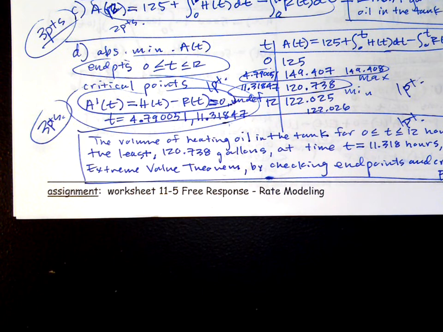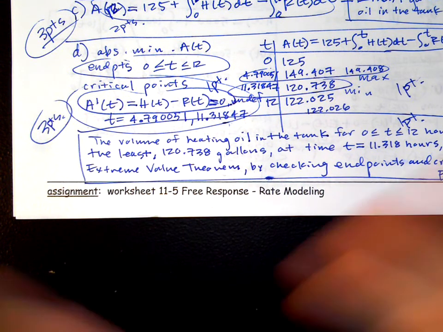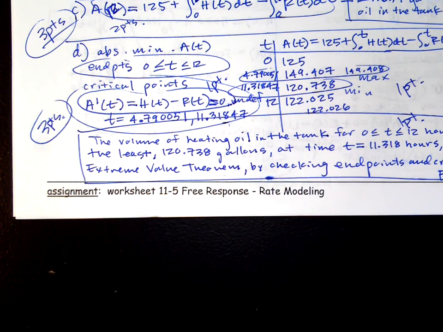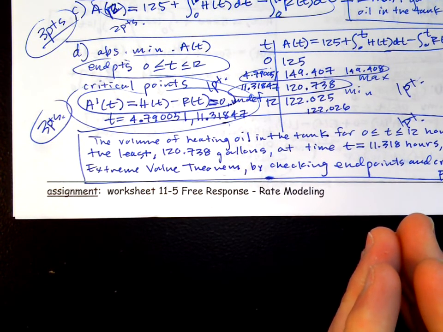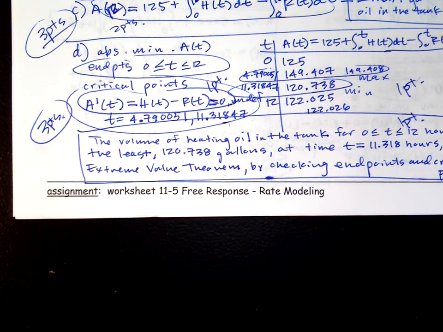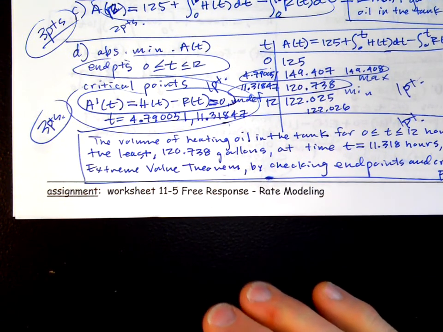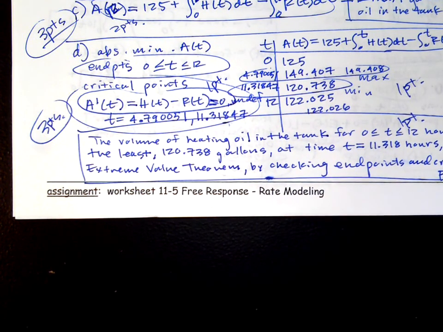11.5. You guys get some free response questions. Rate models are really just kind of word problems with fundamental theorem of calculus part 1 applied to them, right? You are now what you were before plus the accumulation of all the changes. The amount of oil in the tank now is the amount of oil in the tank before at time 0, 125 gallons, plus the accumulation of all the positive changes, minus the accumulation of all the negative changes. So usually rate models have 2 rates involved, and it's applied to a word problem, but it's really just fundamental theorem of calculus part 1. Okay?